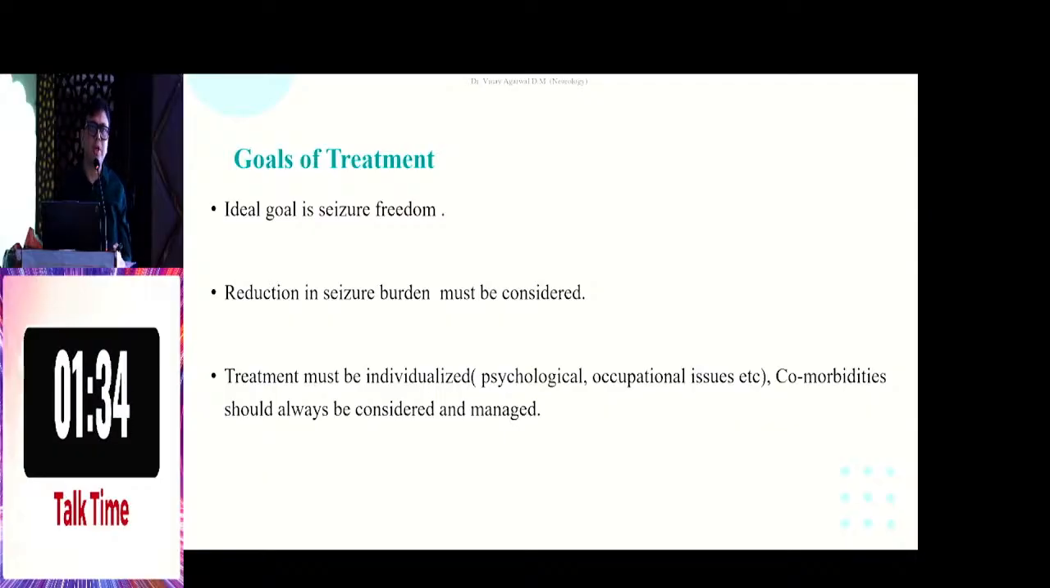The ideal goal of treatment is to make patients seizure free, but this is not always practical. So reduction in seizure burden must also be considered. We should always take into consideration the patient's age, psychological status and occupational status. If he is in a high-risk job, then obviously seizure control is the aim, but if he is not in a high-risk job, then partial seizure control without side effects is our goal.